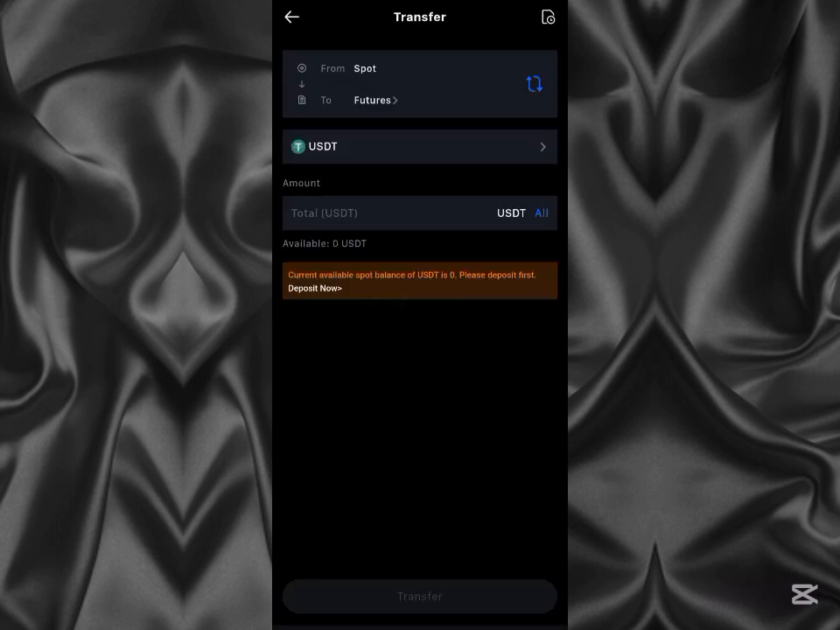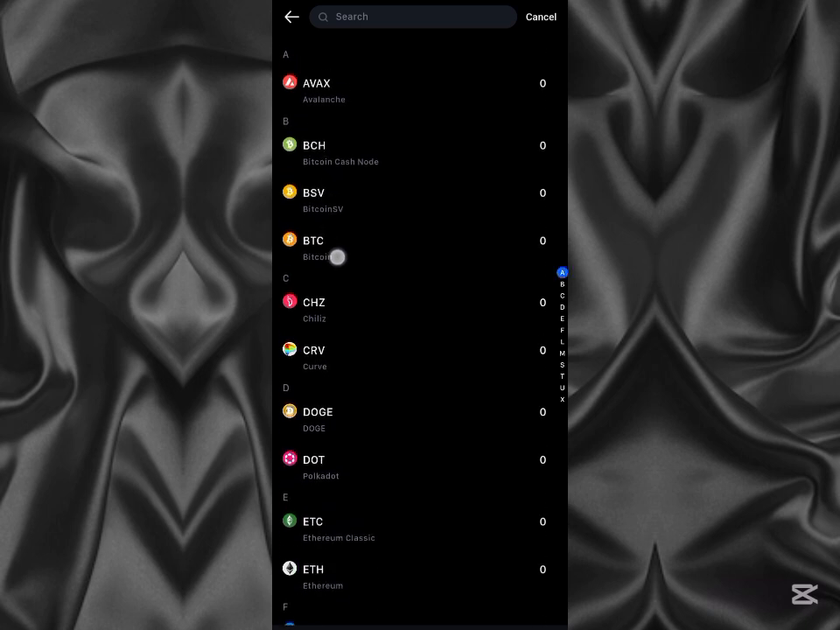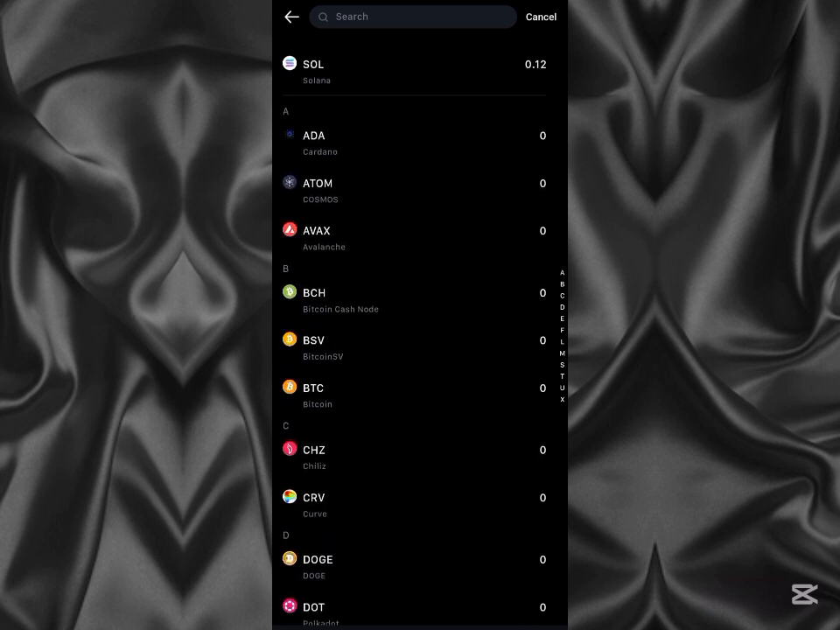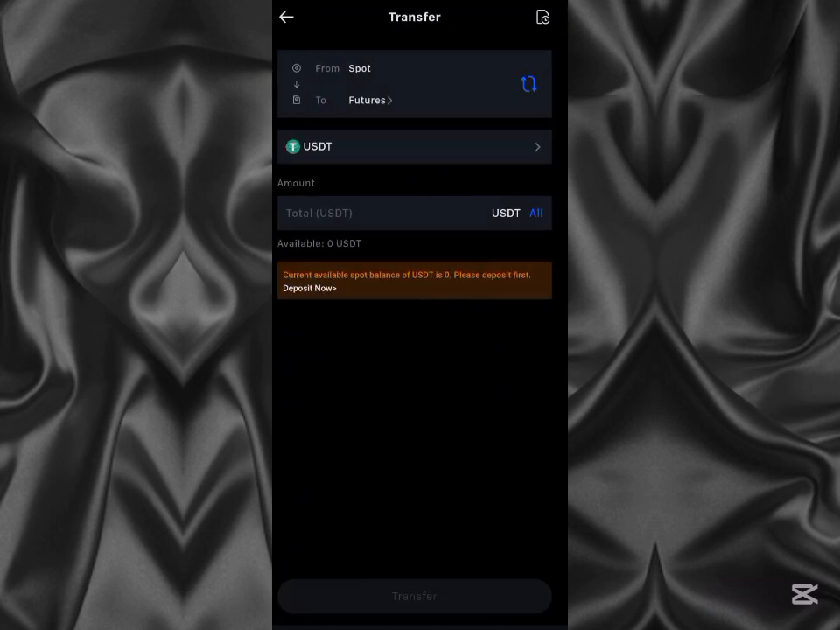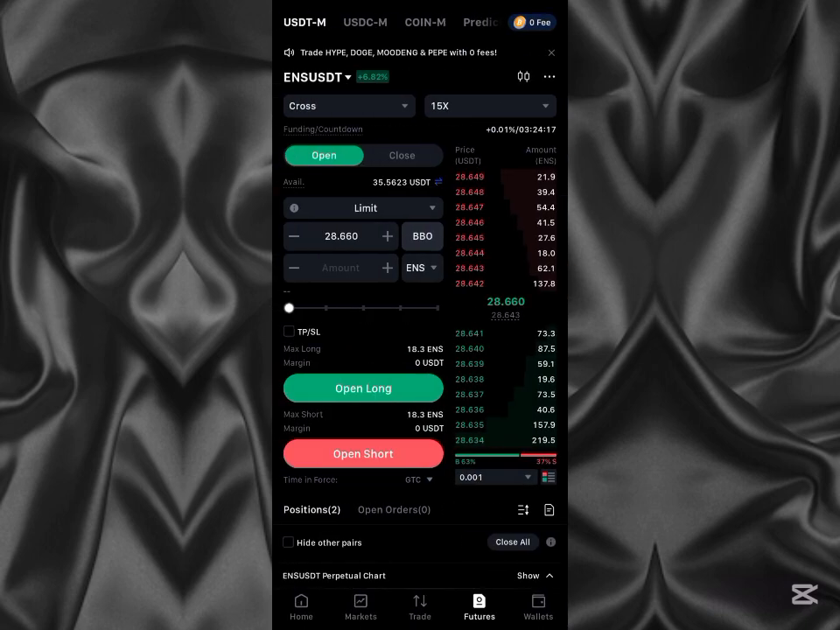Once you click, it's going to take you to transfer. Transfer from spot to your futures, and ensure you set USDT. But if you have other tokens you want to use to trade futures, maybe you're doing Coin-M or USDC, you can transfer them to your futures account. Just click all, and then you'll be able to process the transfer right here. Once you've transferred, I'll go ahead and show you the interface.